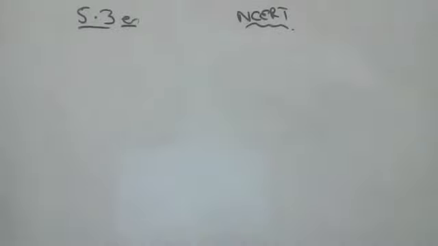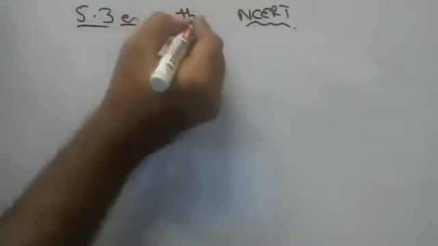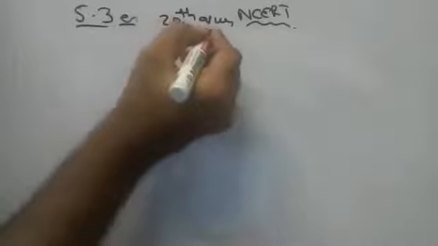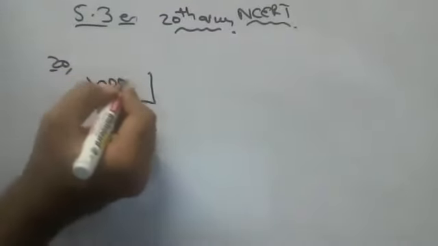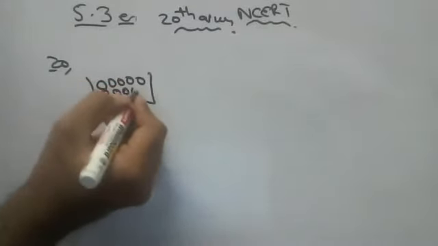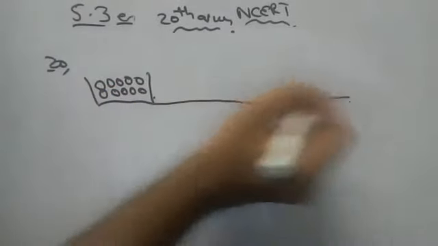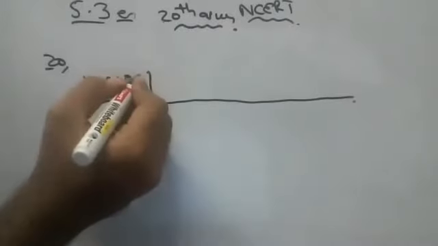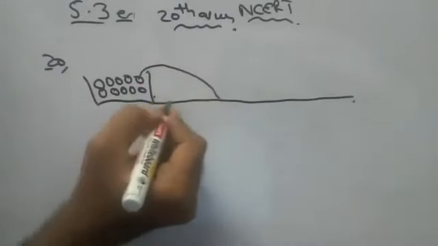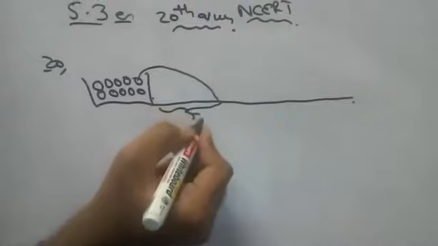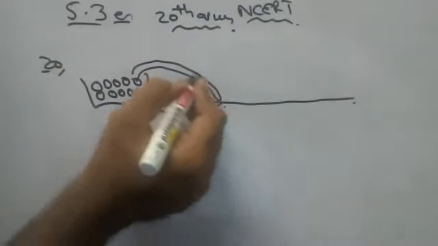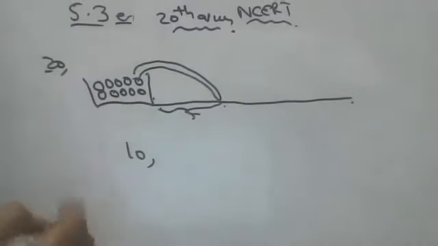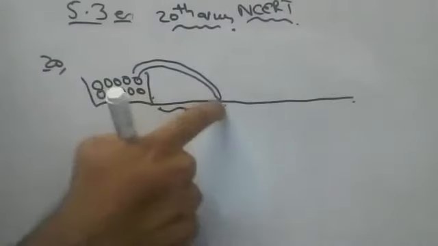Now we are going to discuss the 20th question, children. Last question in this exercise. Children, there is a girl. There are 10 potatoes. What this girl is doing is, she is taking one potato and keeping it at 5 meters distance, and she came back. So she went 5, she came back 5. 10 meters she went for the first potato.